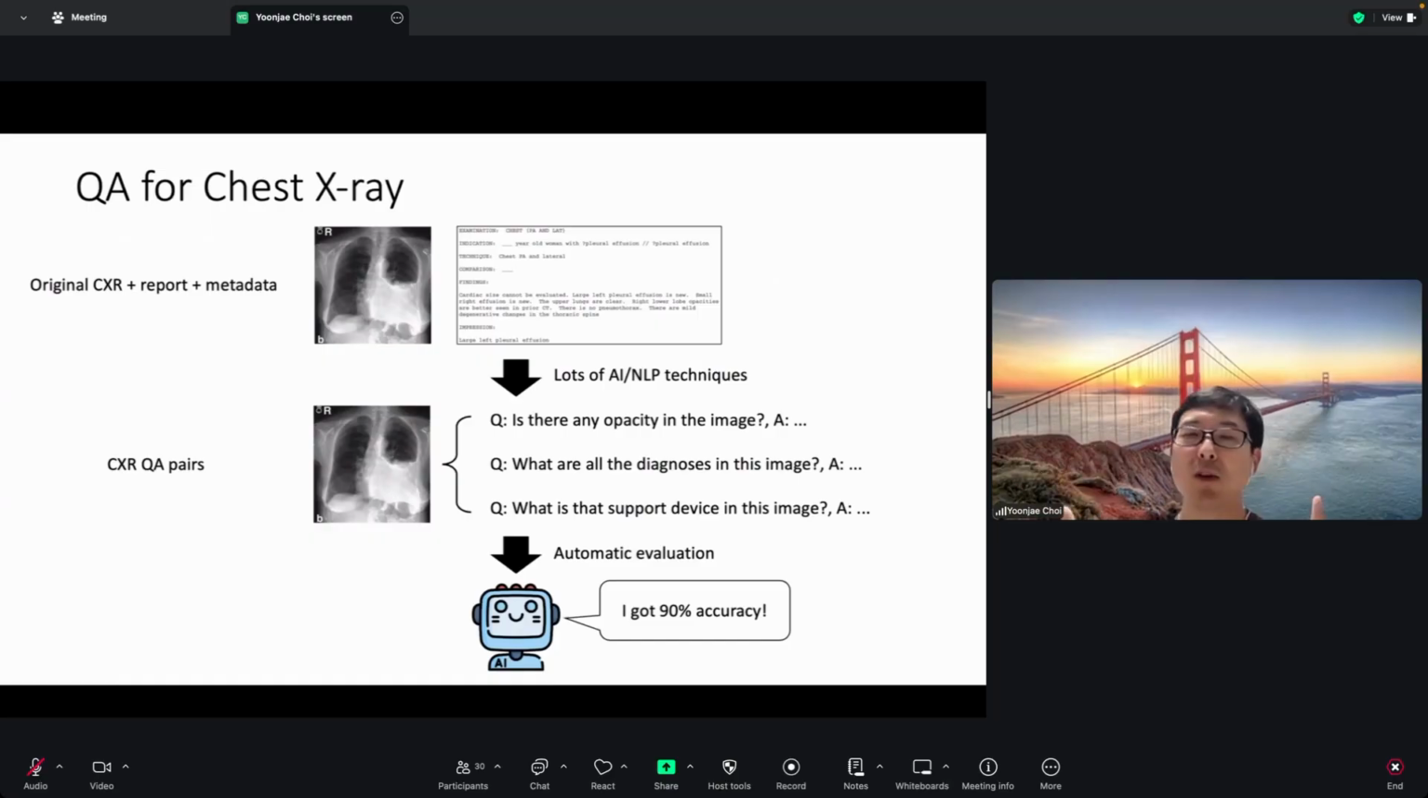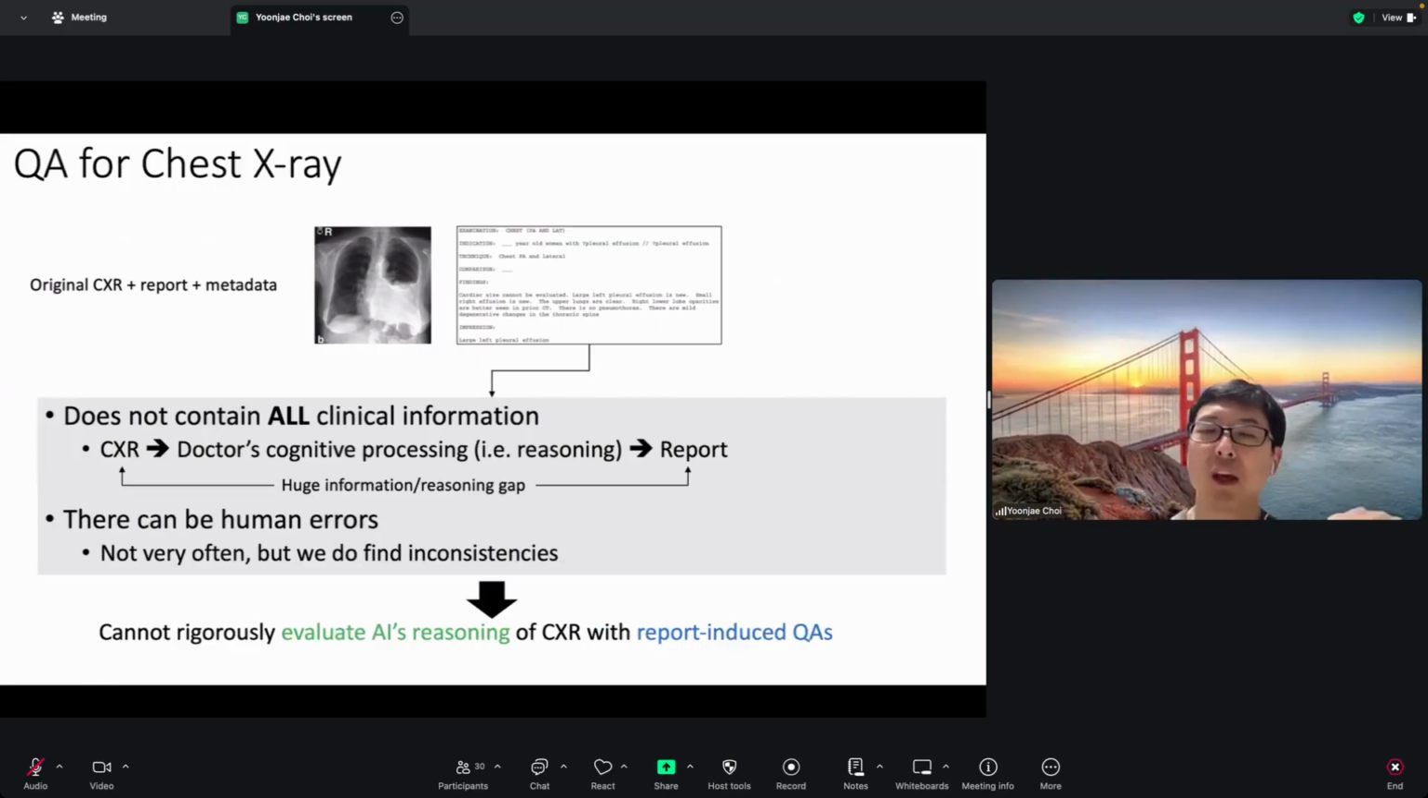So you can do this, and then if you think about benchmarking, you can build a benchmark out of this and do an automatic evaluation and then say, oh, my AI or that AI got 90% in this X-ray benchmark. So that's what we do. But if you think about what goes on between when radiologists look at the image and when they write the report, there's a whole cognitive process going on inside their brain.